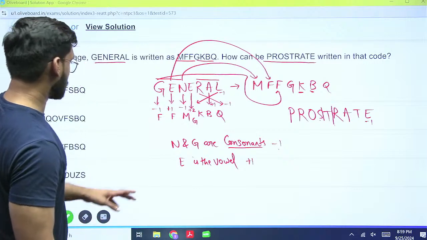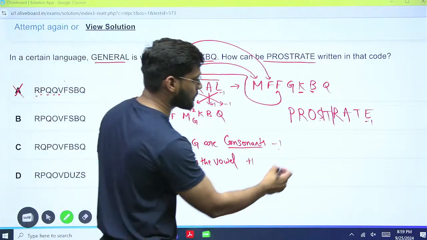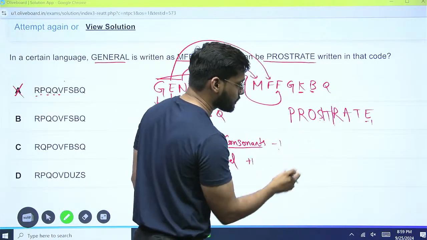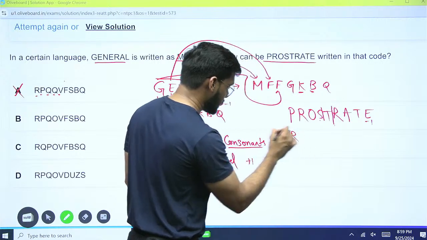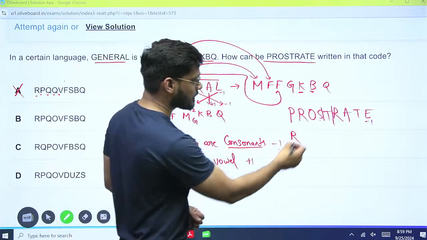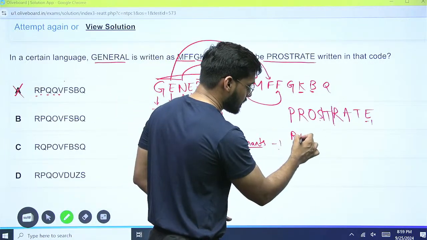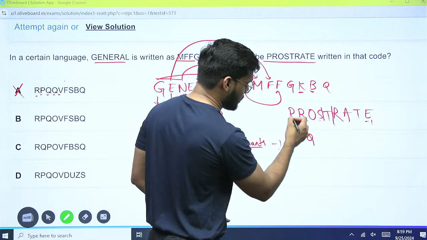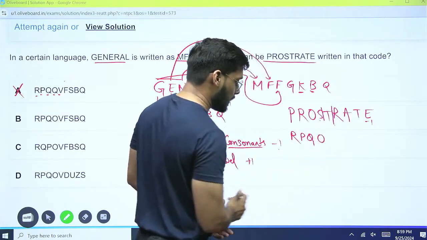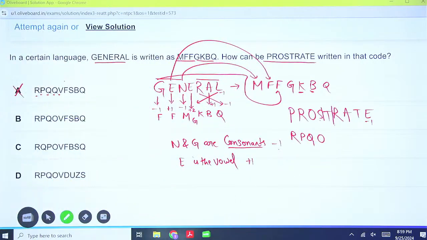Okay. So consonant -1. If we are subtracting -1 from S, we will get R. If we are adding +1 in the vowel O, then we will get P. R -1 is Q and P -1 is O. So R, P, Q, O. Do we have any option with R, P, Q, O? Option C is also eliminated. We are left with two options, B and D.